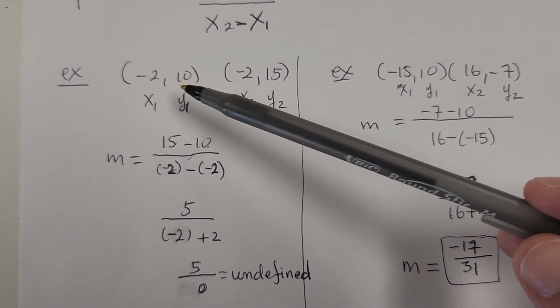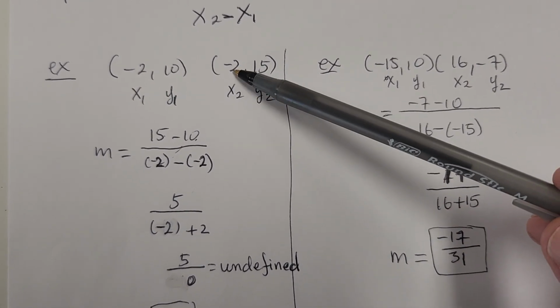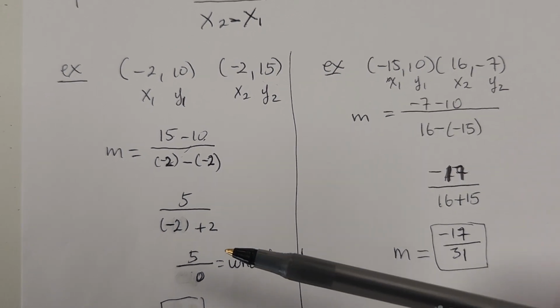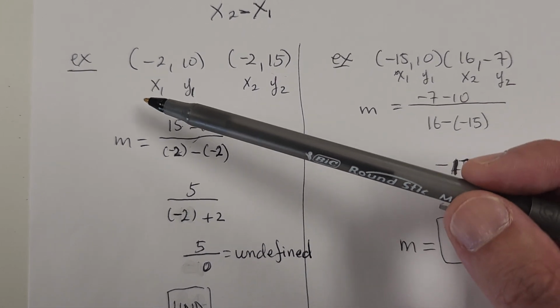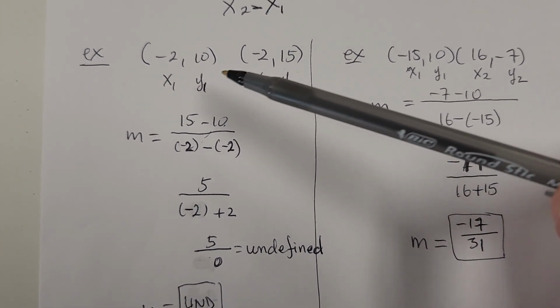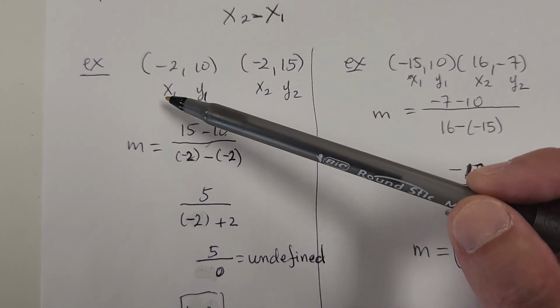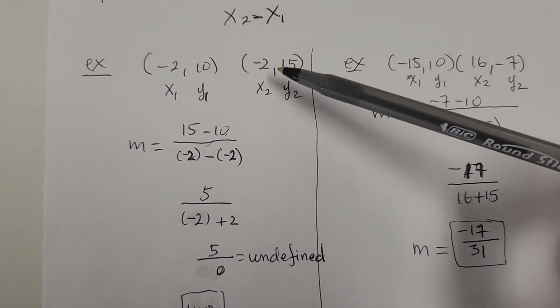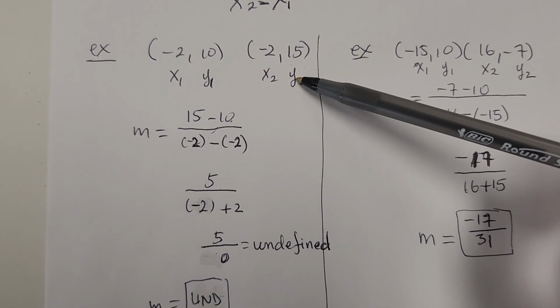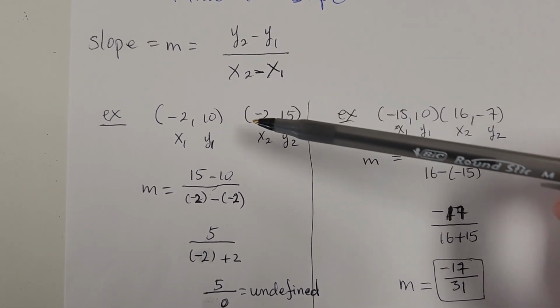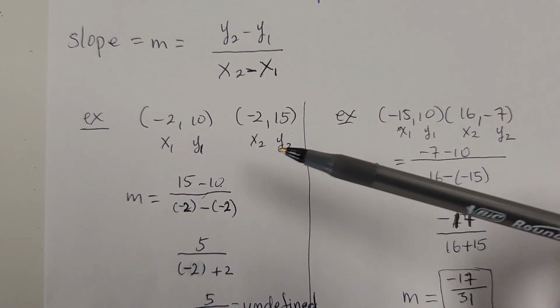So I have -2, 10, -2, 15. Make sure you label correctly that this is x1, y1, x2, y2. One more time, this is x1, y1, x2, y2. And then after that, just follow the formula and plug it in.